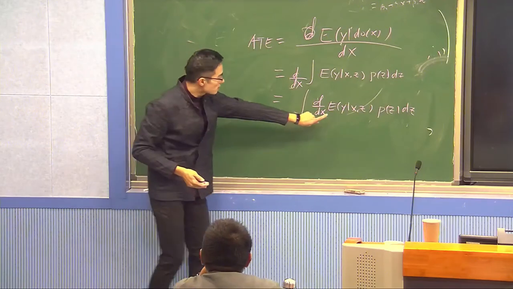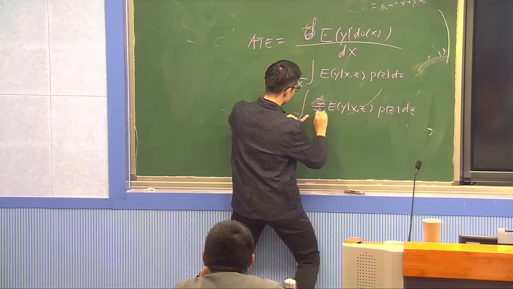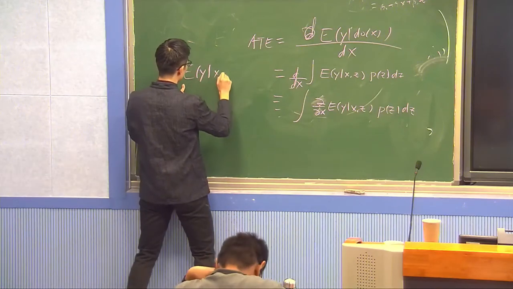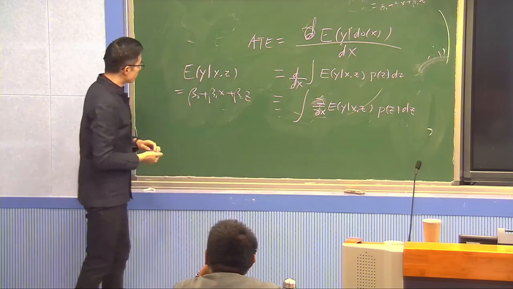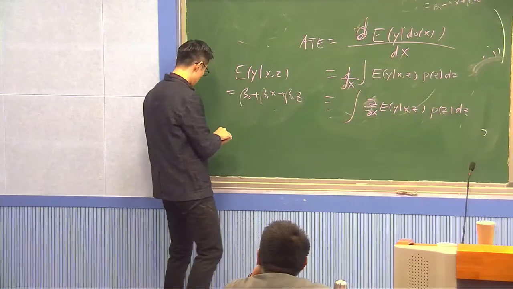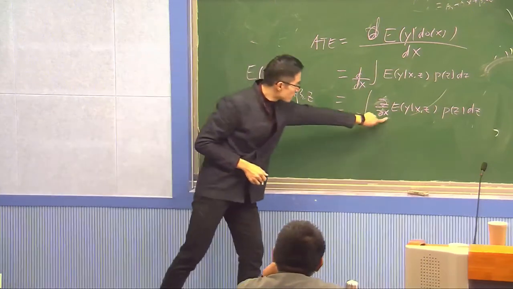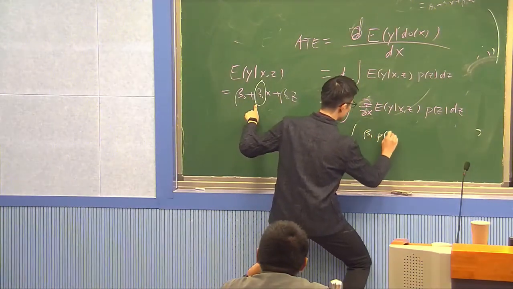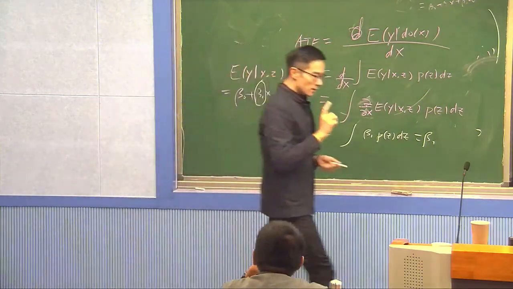But what is the partial derivative of E[Y | X, Z] with respect to X? If we have a linear model, where E[Y | X, Z] is equal to beta 0 plus beta 1 X plus beta 2 Z, then this partial derivative is always going to give you beta 1. So we end up with the integral of beta 1 p(z) dz, which of course is always beta 1.